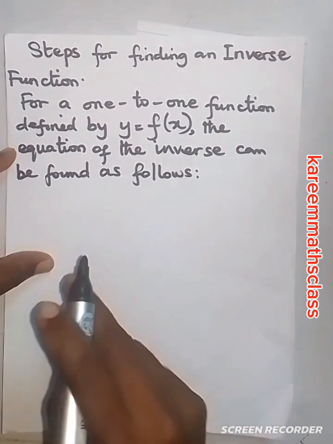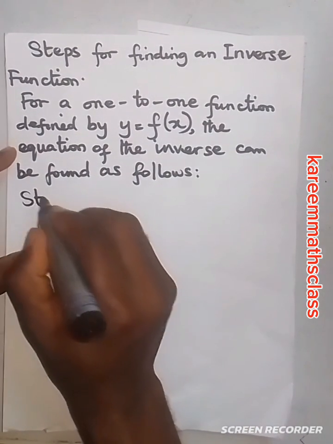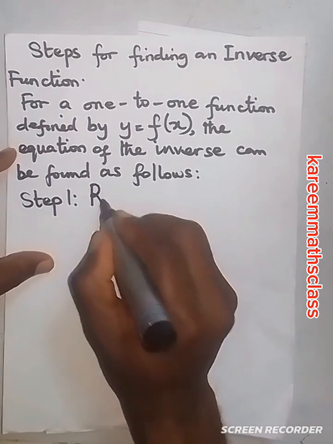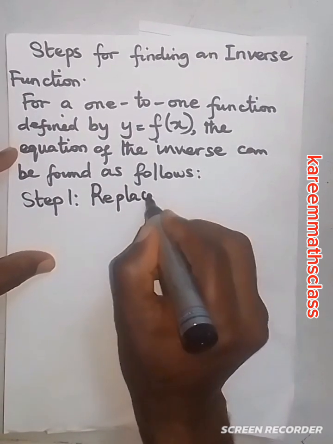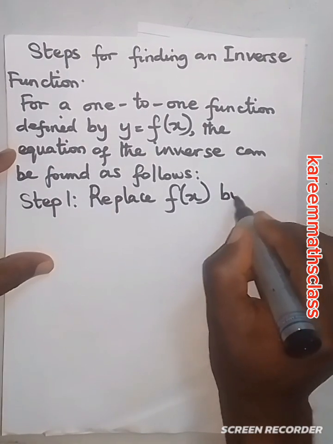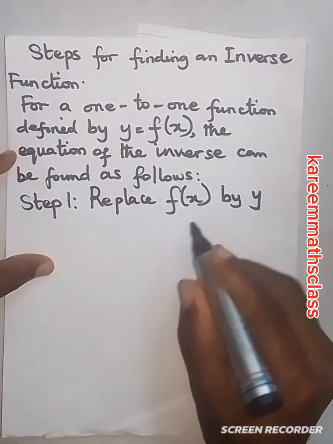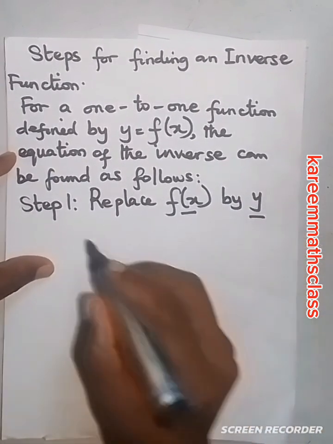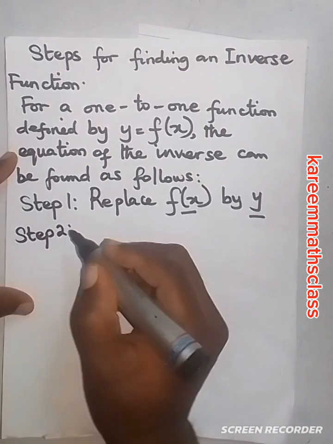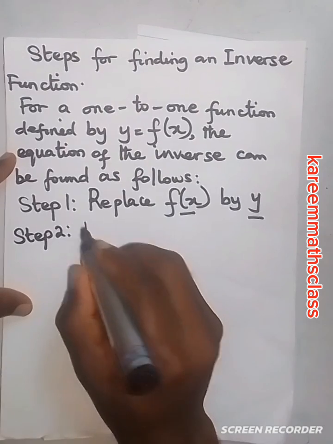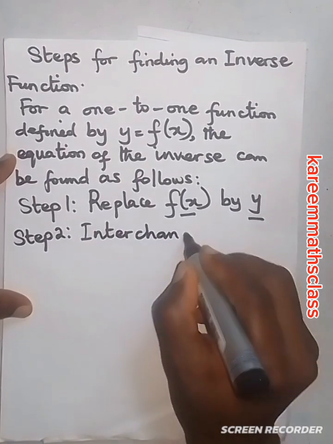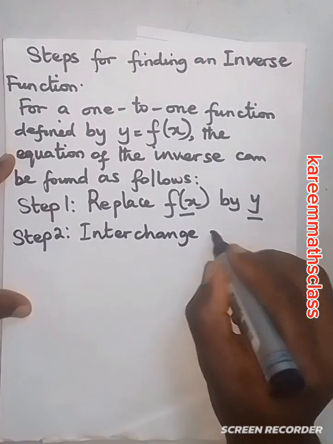found as follows. Now we'll do this step by step. Our step 1 will replace our f(x) by y. That's our step 1. We are going to replace our f(x) by y. Then for our step 2, we're going to interchange x and y.